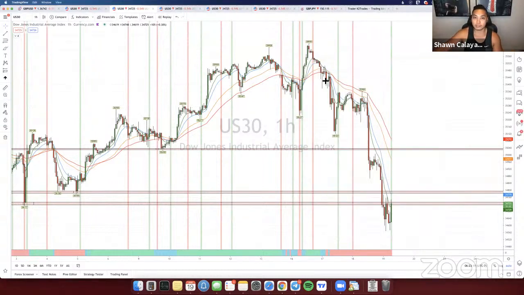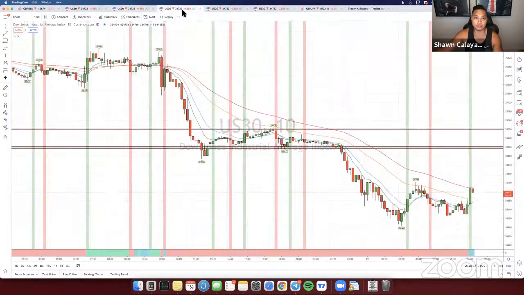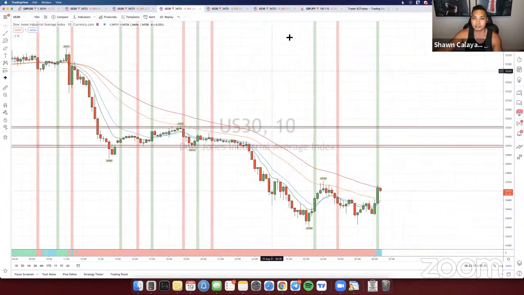All right, so looking over at US 30 on the higher time frame, the 1 hour, and we have a bearish bias. And the reason for that is because price is below the pivots and the trend meter is red. Going over to the 10-minute over here, same situation. Price is below the pivots and the trend meter is red.